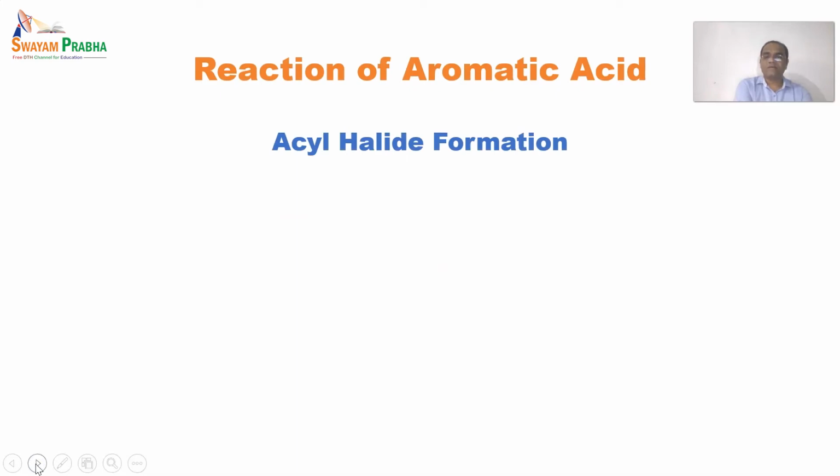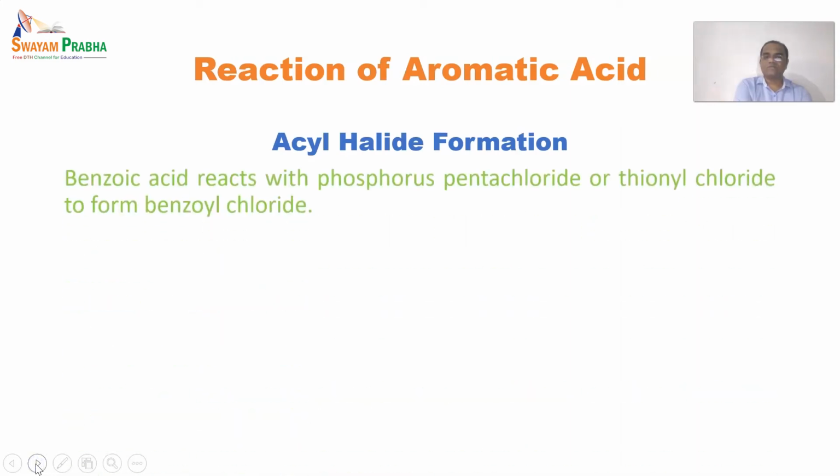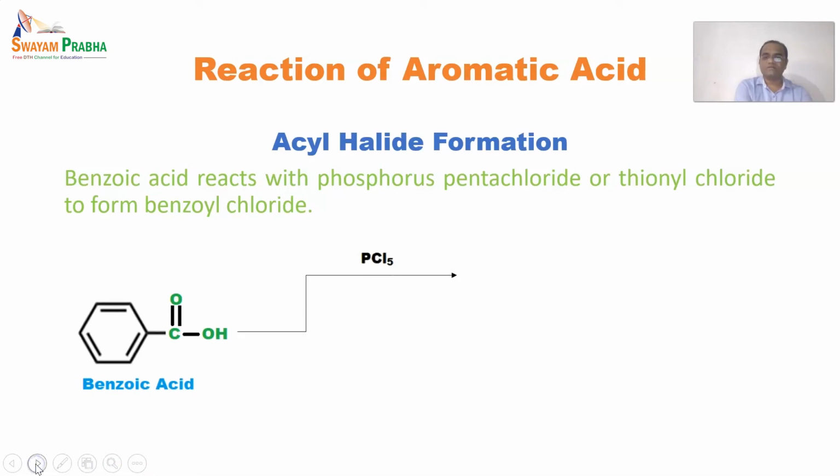After that, the reaction of an aromatic acid, that is acyl halide formation. So there can be two ways to form an acyl halide. Benzoic acid, when it reacts with phosphorus pentachloride or thionyl chloride, forms benzoyl chloride. So there are two reagents.